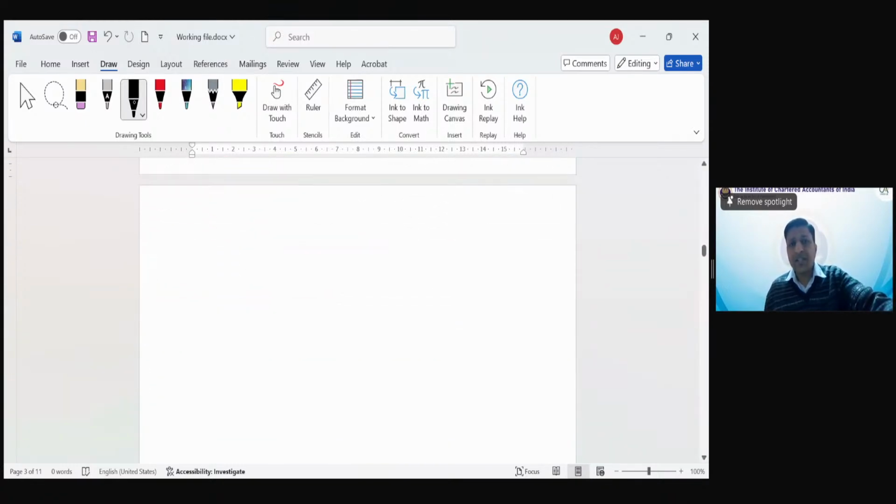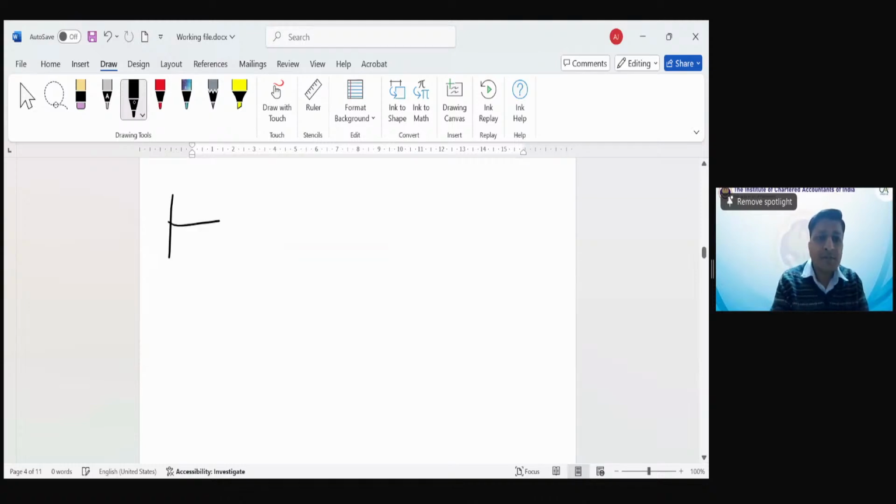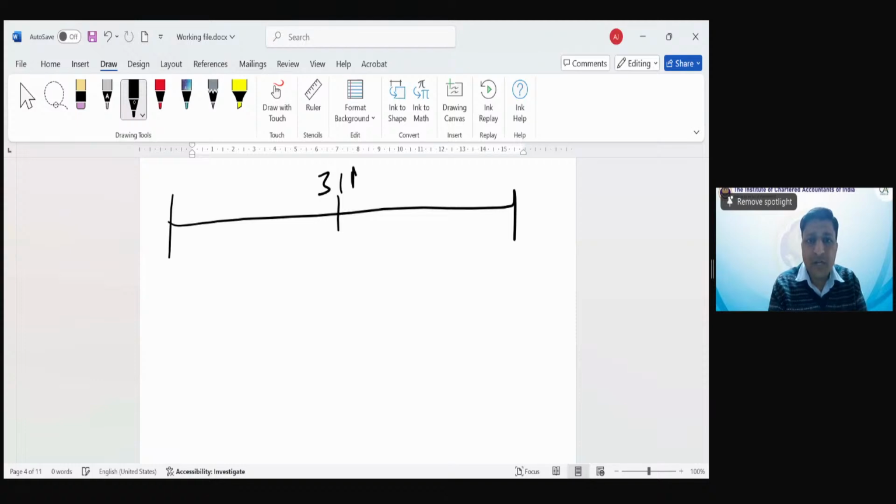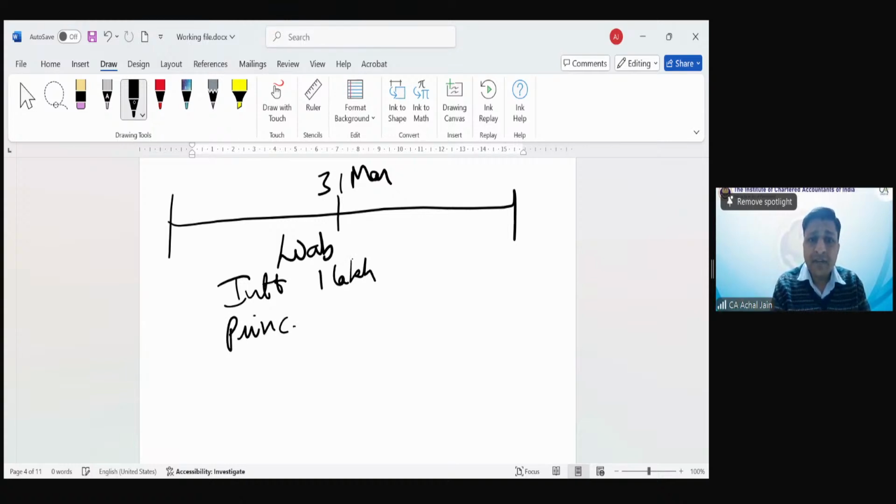Let's suppose we are on 31st of March. Now in the books of KJ on 31st of March, what is the amount of liability? It comprises two things, interest and principal. So this is 1 lakh, this is 5 lakhs. So all in all, the amount of liability is 6 lakhs.